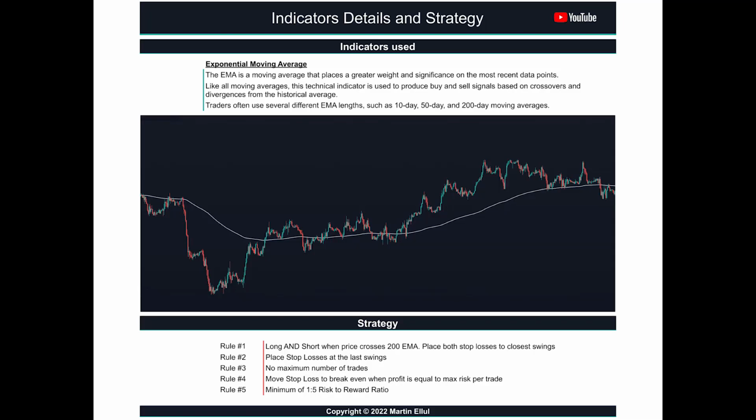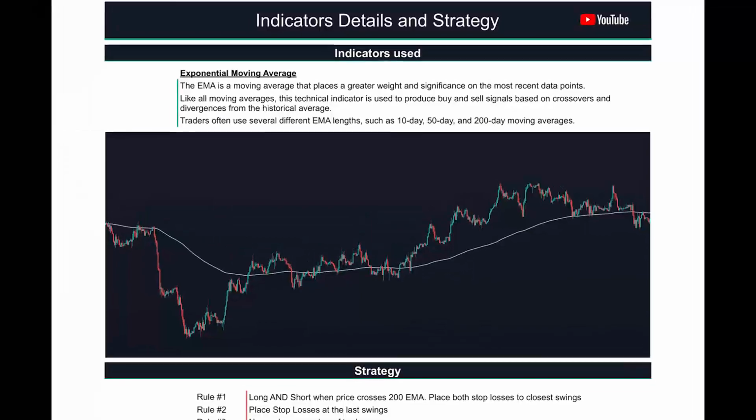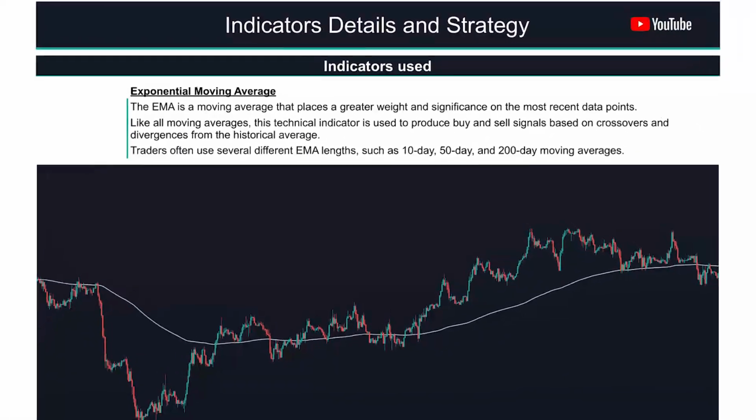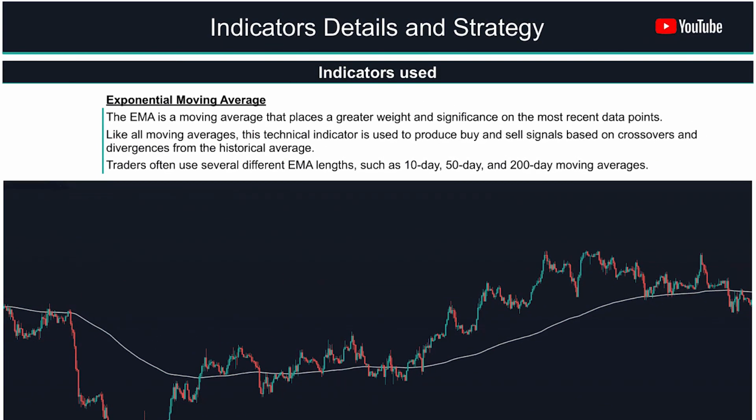Today I have another day trading strategy which I'm going to backtest for you over 100 trades. I will first tell you about the indicators we're going to be using, show you a few examples, and then I'll perform the 100 trade backtest. So this trading strategy involves one trading indicator, and it's the exponential moving average.